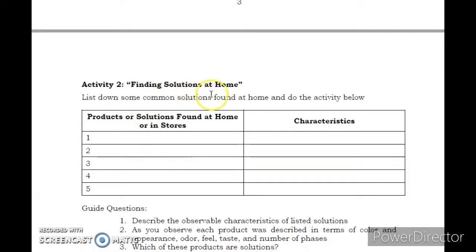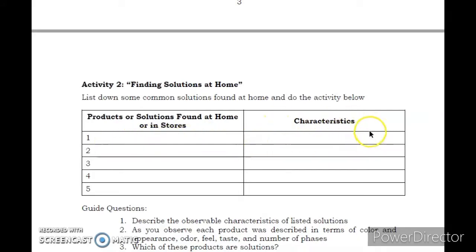Activity 2, Finding Solutions at Home. Here, you're going to list down some common solutions found at home and do the activity below. So you have to copy the table. On the first column, you're going to write down products or solutions found at home or in stores. Then on the second column, you're going to enumerate the characteristics of the products that you have written down on the first column. Let us say, for example, vinegar or suka.